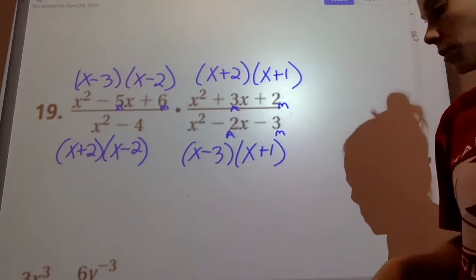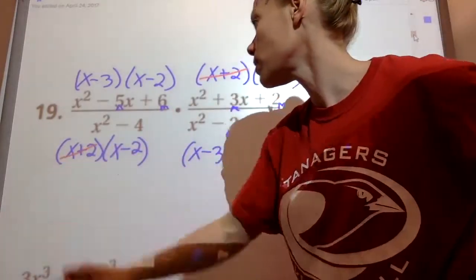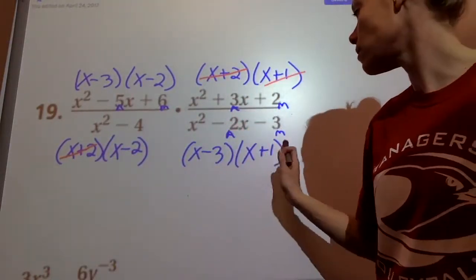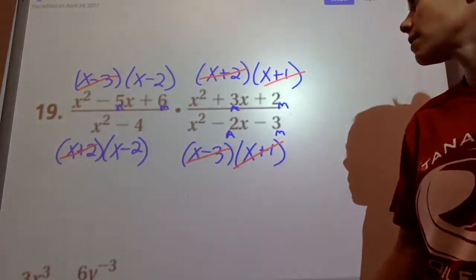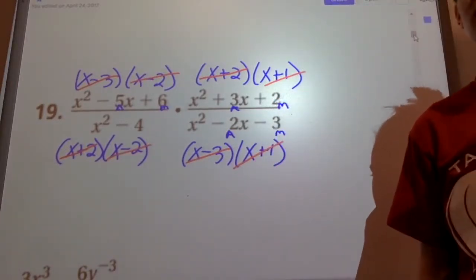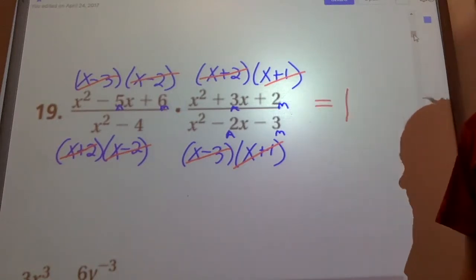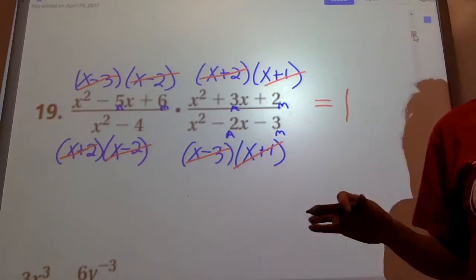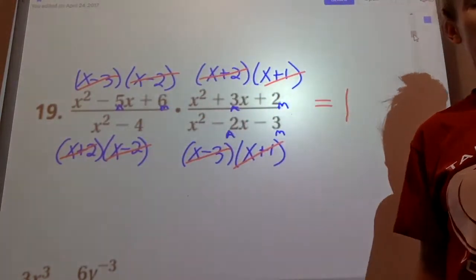Okay, so now, as long as it's on top somewhere and on bottom somewhere, you cross it off. So what do you see matches? The x plus 2 is good. What else? X plus 1s are gone. Good. What else? X minus 3s. What else? X minus, what happened? Everything crossed off, so what's my answer? 1. There's always a 1 left. Remember that. If you cross everything off, there's always a 1 left. So 1 divided by 1 would be 1.